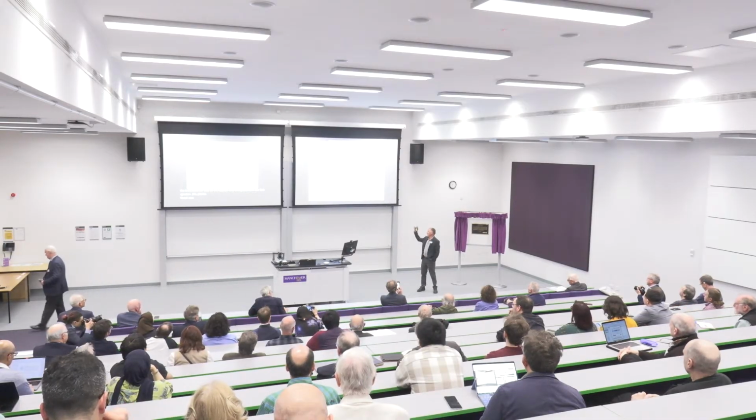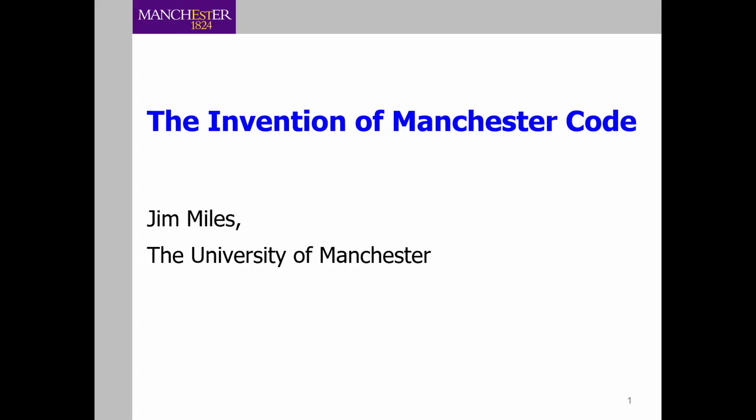So, as the slide says, I'm going to talk about the invention of Manchester Code. So basically, I'm going to talk about the circumstances within which Manchester Code was invented, the reasons why it was needed, and what it was first used for. And then the next 2 speakers are going to talk about the impact that it had in the future on data storage and then in communications.